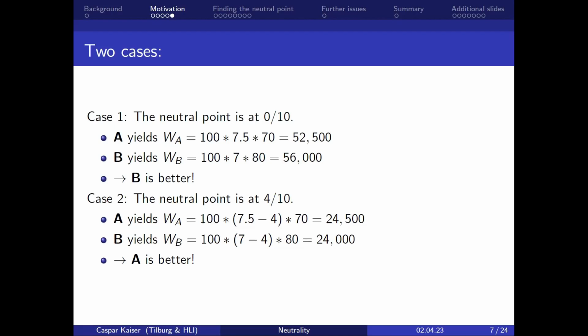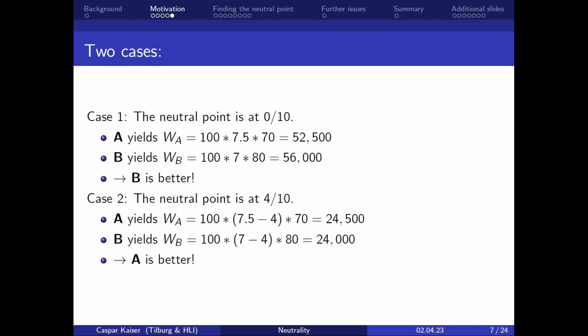However, if we now instead believe that the neutral point is at a 4 out of 10, and we go through that calculation again, where we now have to take that subtraction from the raw life satisfaction data, what we would then suddenly find is that the intervention where only well-being is raised, but not the quantity or length of life, would actually be better.